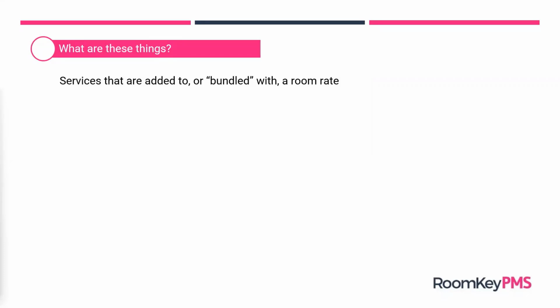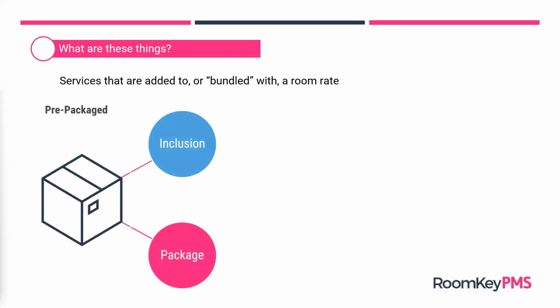Now, when we're talking about services, like I said here in this definition, there's a couple different ways that we can include those with a room rate. We can bundle them or pre-package them as a package. We use our packages and inclusions module to set this up, and we'll see that in action in today's presentation. These are really handy types of packages, things like a bed and breakfast package or a weekend getaway package. These are pre-assembled and predetermined with one fixed price that allows the guest to easily select a package that suits their travel needs.